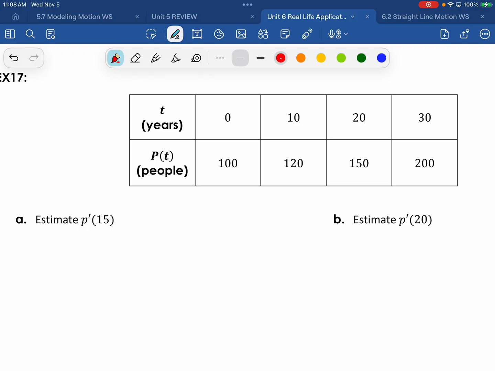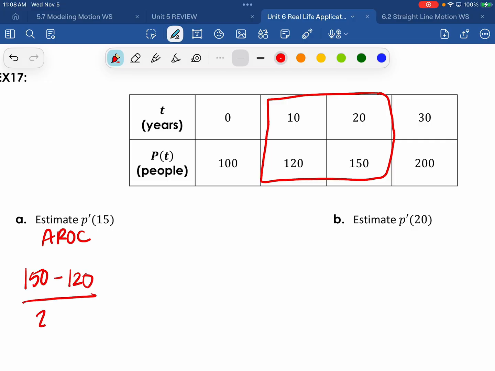A-Rod, yeah. Rise over run, slope, right? So if you're estimating a derivative, you are doing A-Rod. And what 2 points am I going to use? 10 and 20. Yeah, because you want to get as close to 15 as possible. So then you're going to go 150 minus 120 over 20 minus 10. You do not have to simplify, but you do need units. If you leave your answer like this, you probably are going to lose a point for units. If you want to simplify, you can. It does simplify down to a nice number, 3.